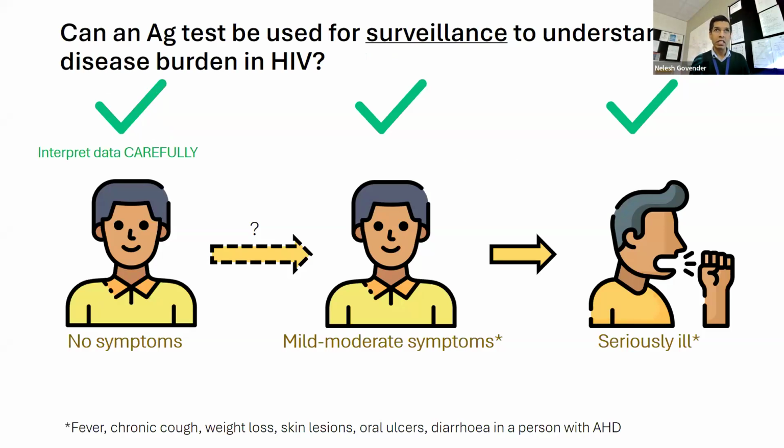And it's really exciting that Unitaid has just made some money available to various groups around the world, including Aurum in South Africa, to do some surveillance work to look at antigen testing to understand the disease burden in AHD. And through our IMPRINT group, we're also doing similar work.